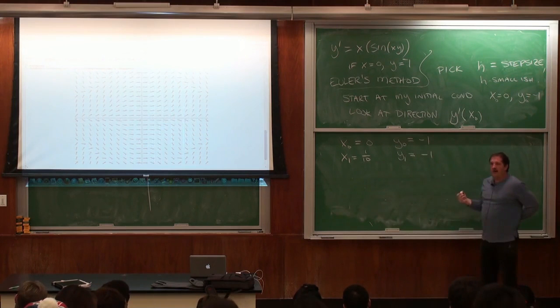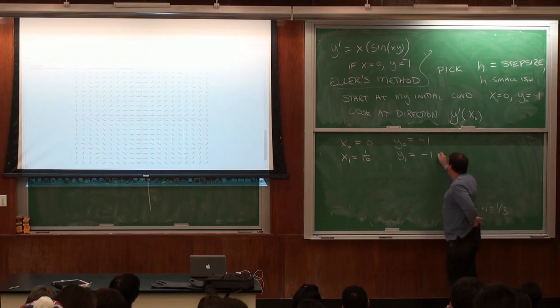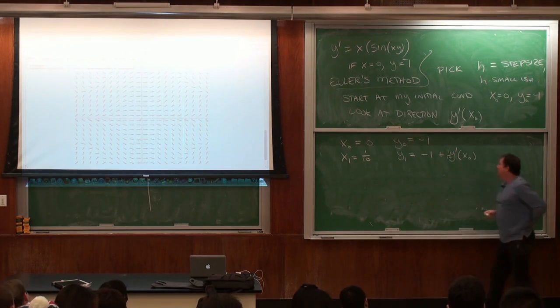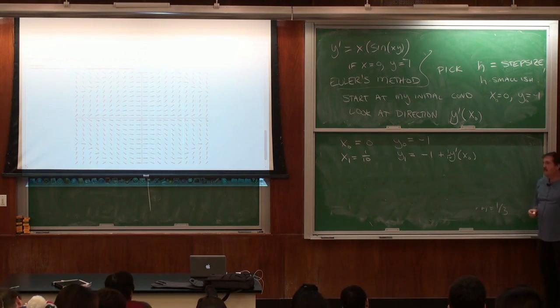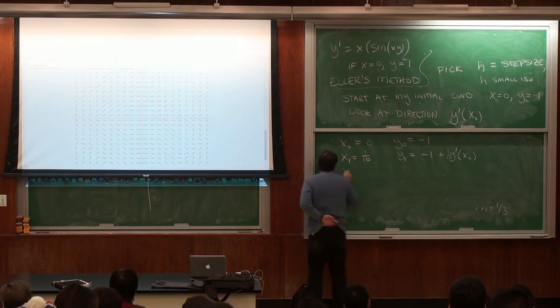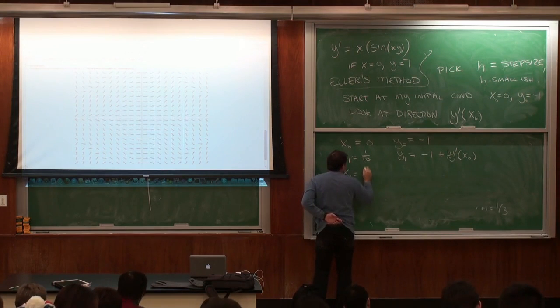But why is it minus 1? It's minus 1 because the derivative is 0 at x 0. And this is my step size h. Then I do it again. So now I have two things. My next x, well, I'm just going to go up by another 1/10.